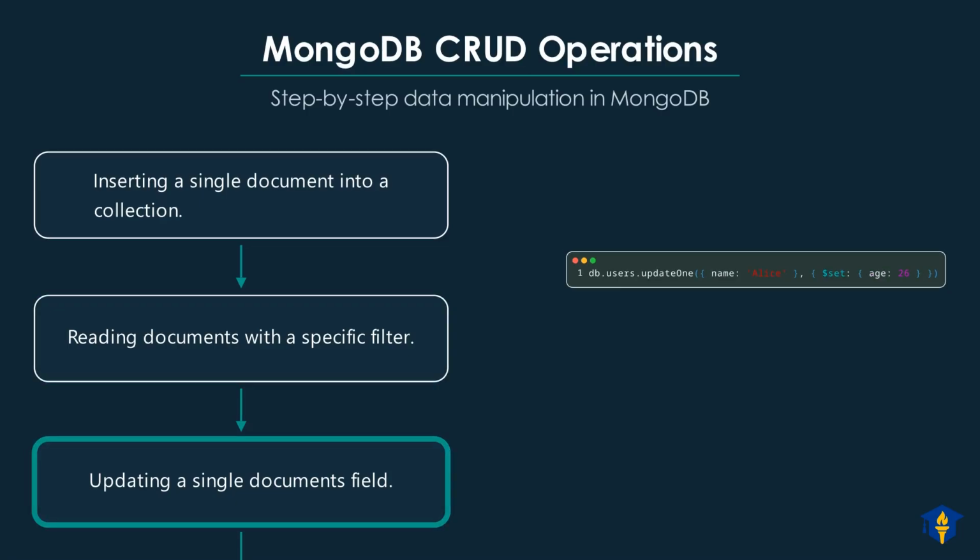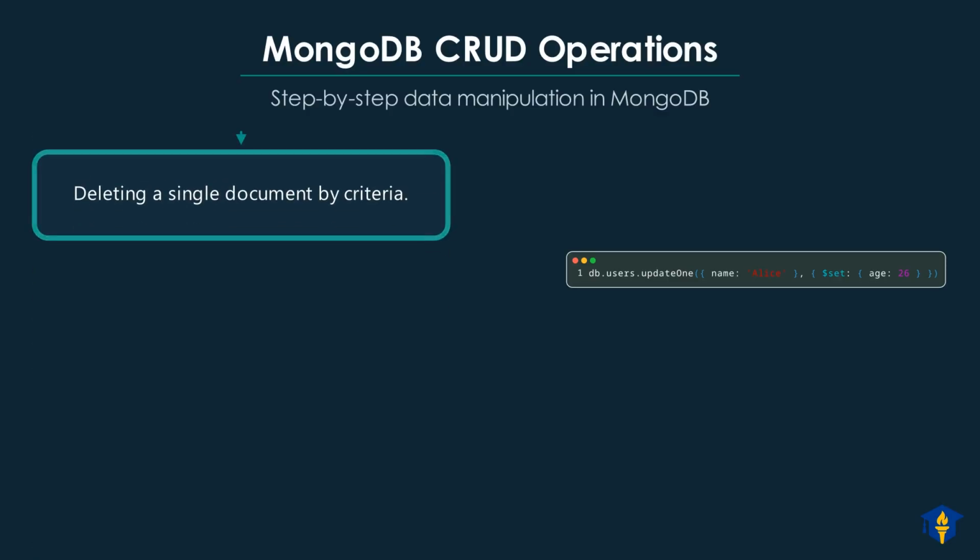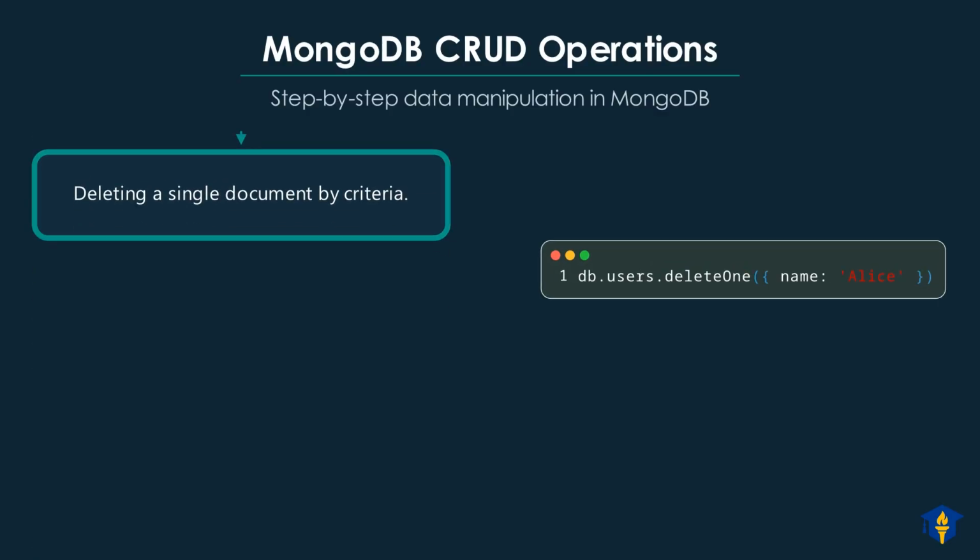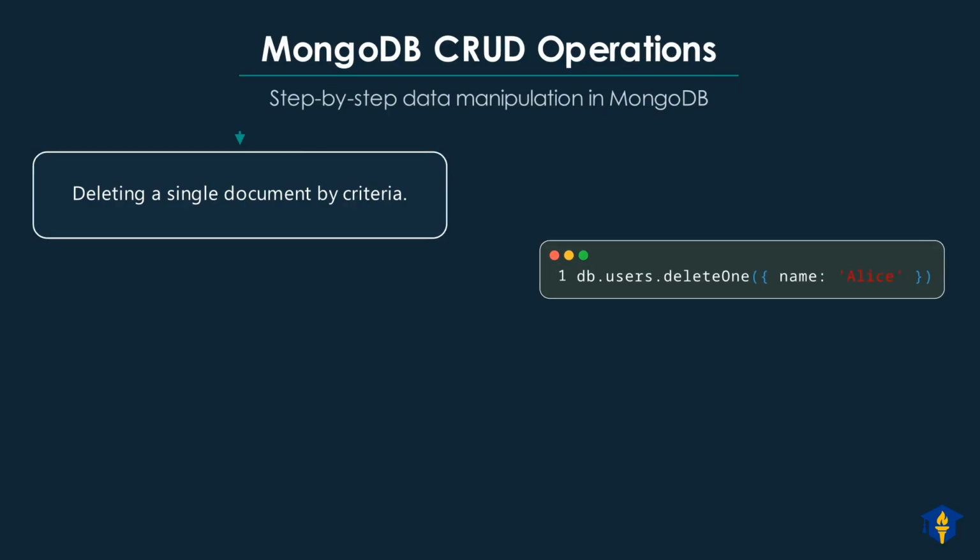Now, we will look at updating a single document's field within a collection. This command updates Alice's document in the users collection, changing her age to 26. Finally, we will demonstrate deleting a single document based on specific criteria. This command removes the document where the name is Alice from the users collection.